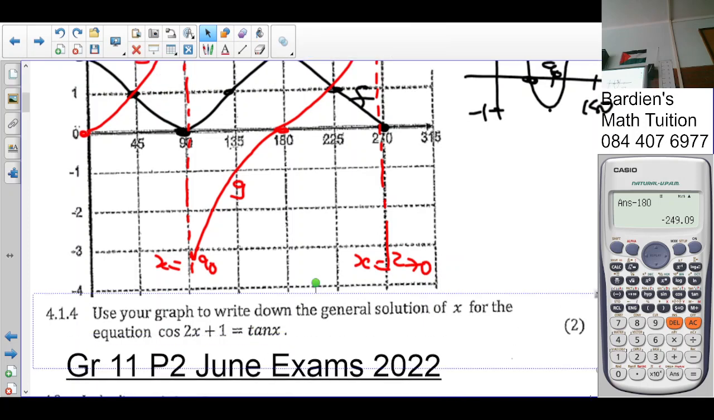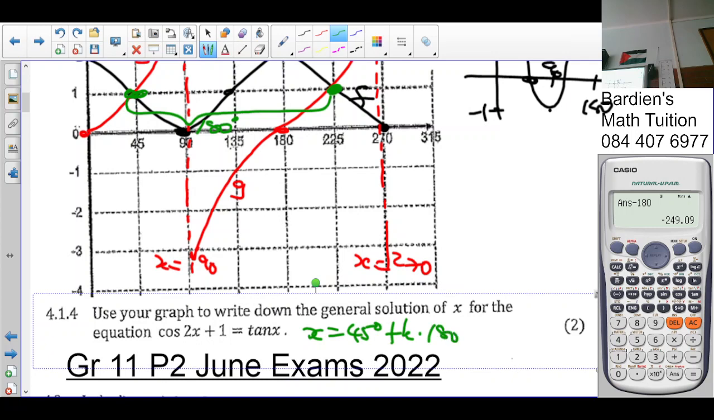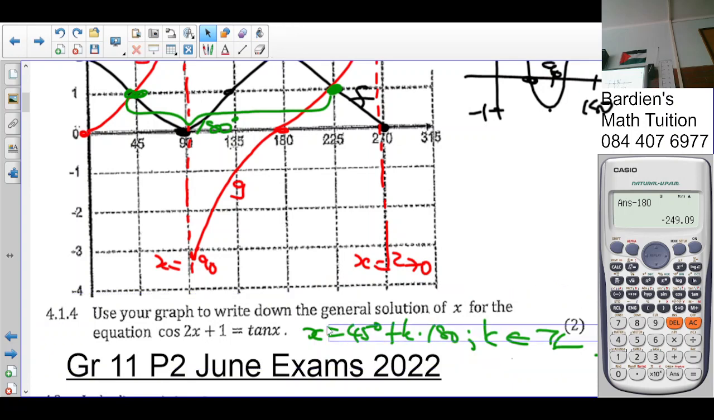If you look at where they overlap, they're overlapping here and they're overlapping there. So how many degrees apart is this? From 45 to 225, it's 180 degrees later, not so? So in other words, the solution where they are equal to each other is x is equal to 45 degrees plus k times 180, where k is an element of the integers. Otherwise you could have said x is equal to 45 plus k times 360, or x is equal to 225 plus k times 360. This is another way of writing exactly what I've written there. Okay, so that's that.